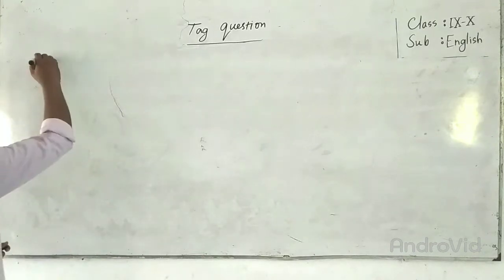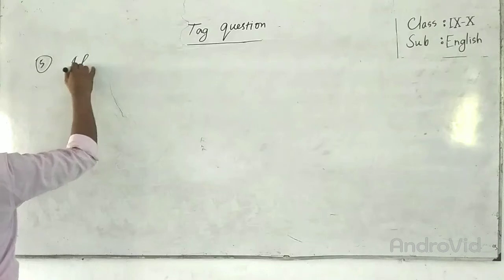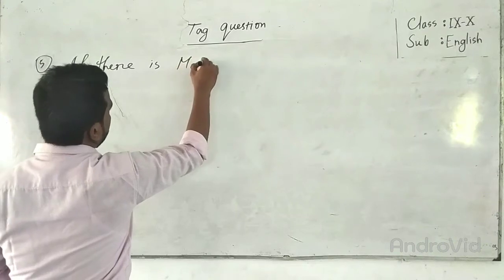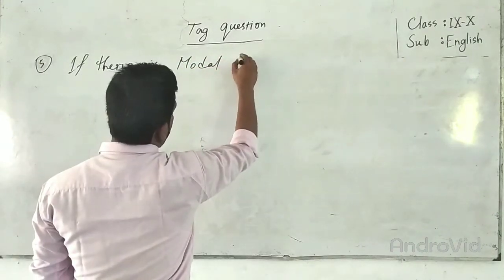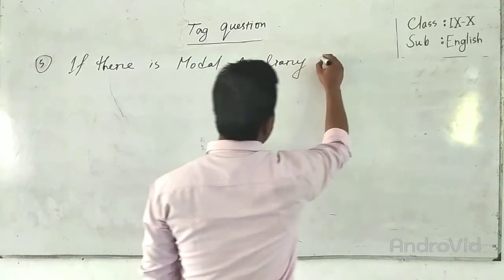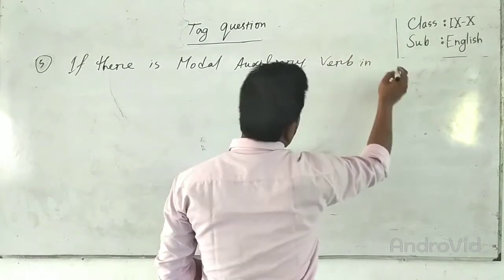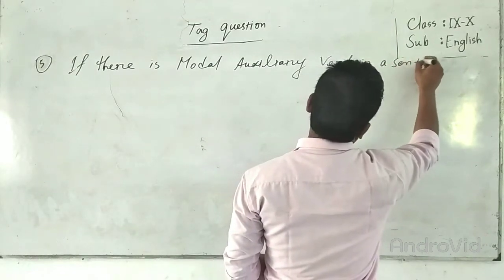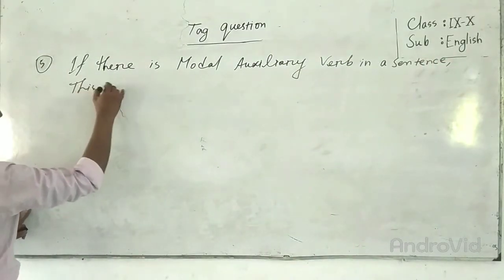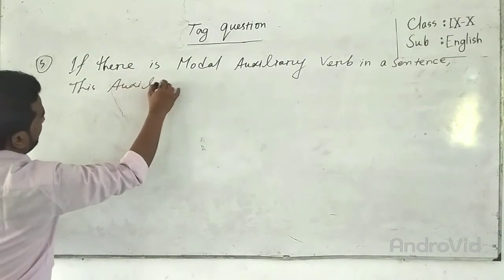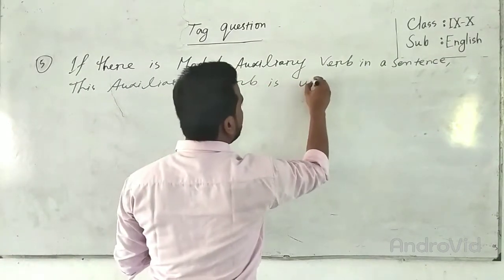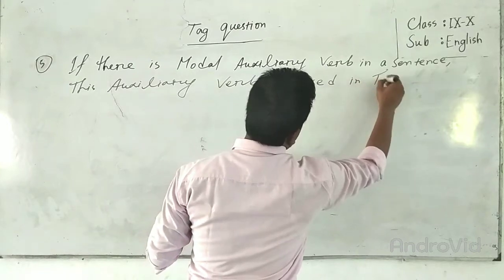Now I am going to write rule number 5. If there is a modal auxiliary verb in a sentence, this auxiliary verb is used in the tag.